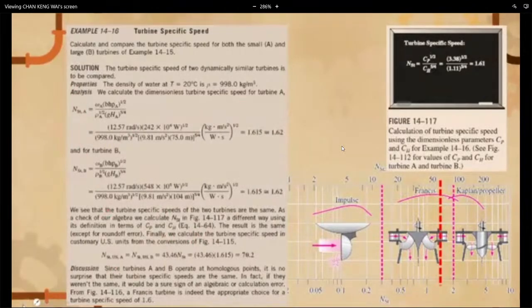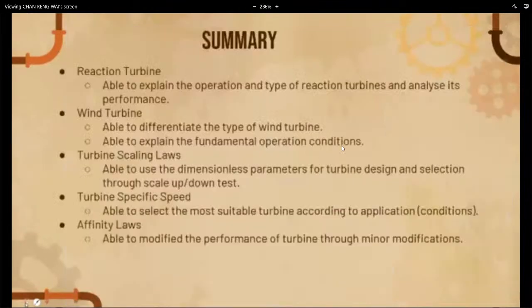Okay, so next, I think just the summary. So we have the reaction turbine. You should be able to explain the operation and the types of turbine, and then the wind turbine. You should be able to differentiate the types of wind turbine and explain some fundamental operation conditions. And we have gone through the turbine scaling law just now. You should be able to use the dimensionless parameter for turbine design, and then the specific speed to select the most suitable turbine.